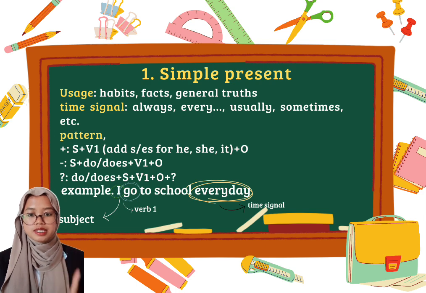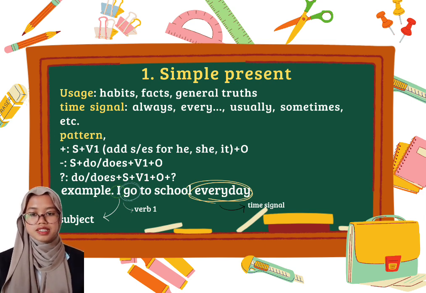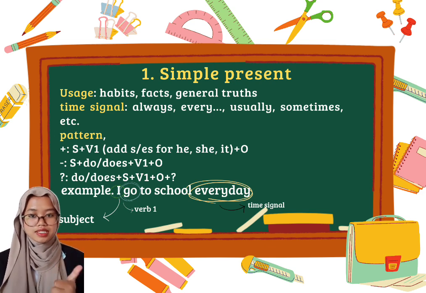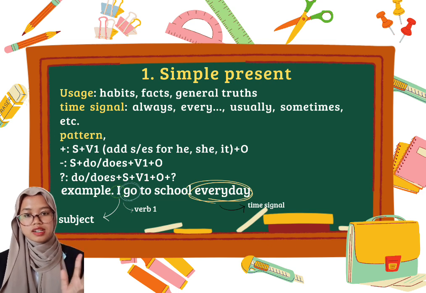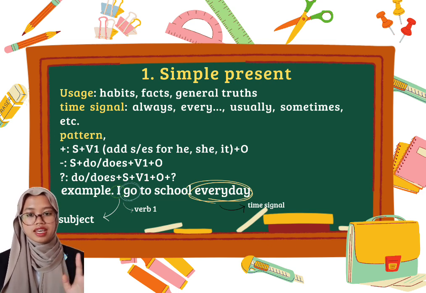Number one is simple present. Simple present tense is used to state a general truth or an activity that is repeated. The time signals are always, usually, never, sometimes, every day, etc. The pattern is subject, verb 1 plus object. The example, I go to school every day.